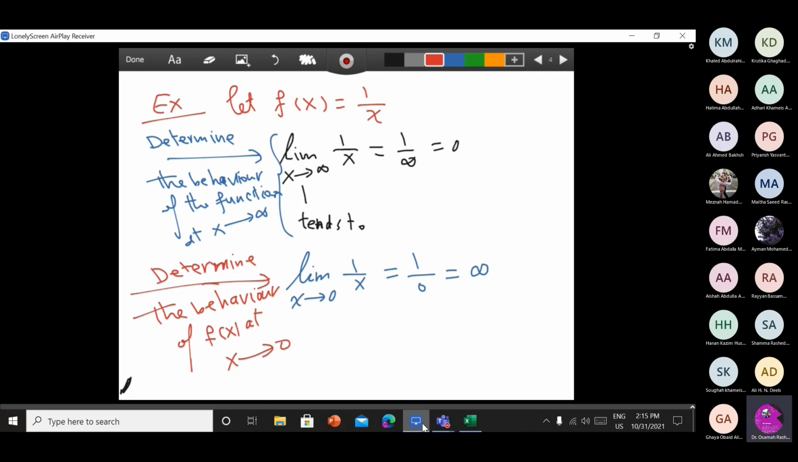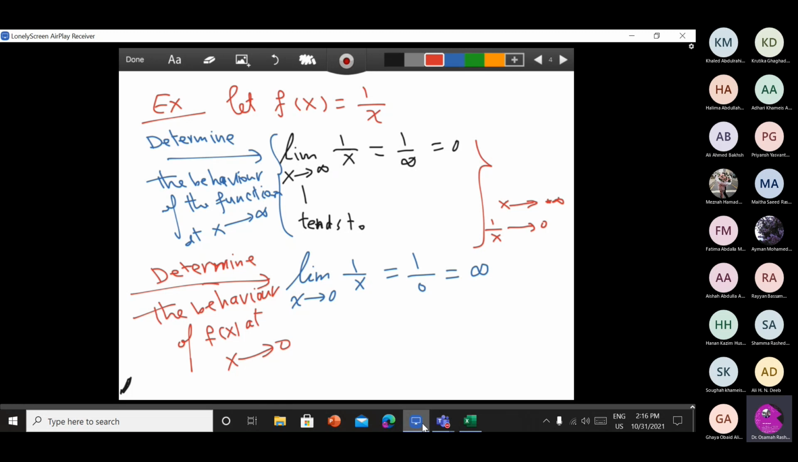What about if x tends to minus infinity? It will be 0 as well, right? So if x tends to minus infinity, 1 over x goes to 0 as well, right? Okay, that's fine. Now I understand what the limit of the function at x tends to infinity means. This is the meaning of this one.